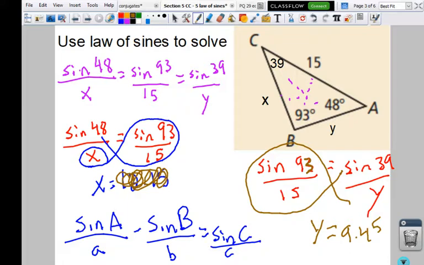48. Alright, take it. X is 11.16. There we go. So x is 11.16.